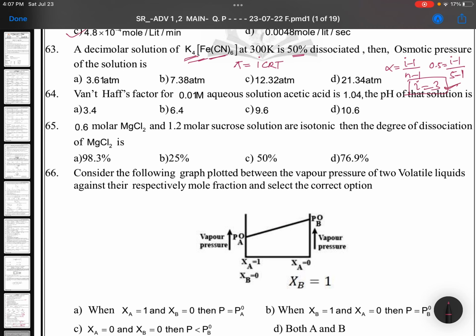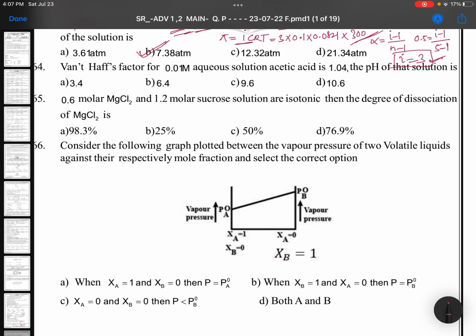And when you calculate here by applying this formula, that is 3 into concentration, given decimolar 0.1, R is 0.0821. For PV is equal to nRT problems, we need to use 0.0821. Temperature is 300 Kelvin. If you simplify this, you will be getting 7.38.